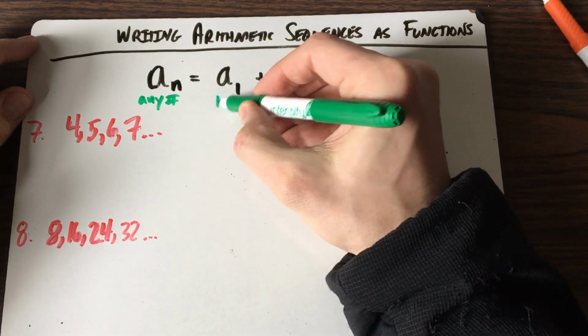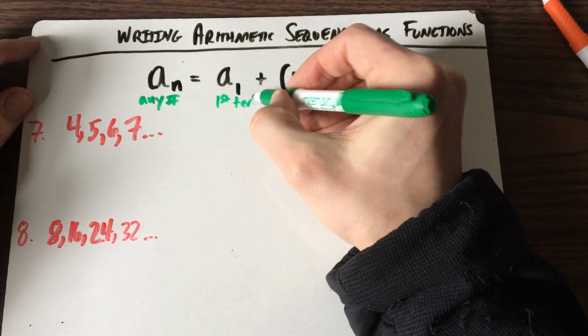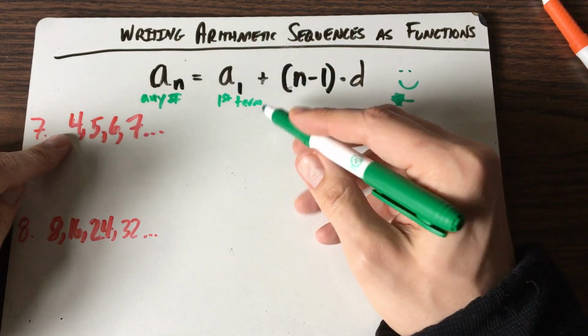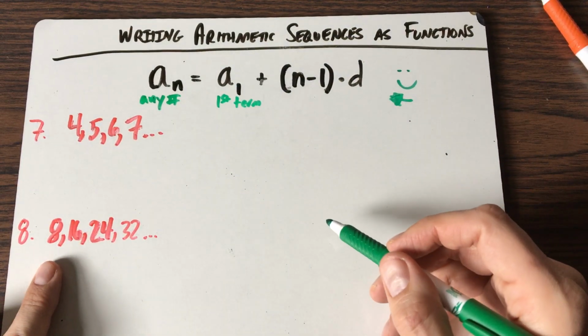A1 is always the first term, the first number in the list. So like on this example, the A1 is going to be 4. On this example, the A1 is going to be 8.